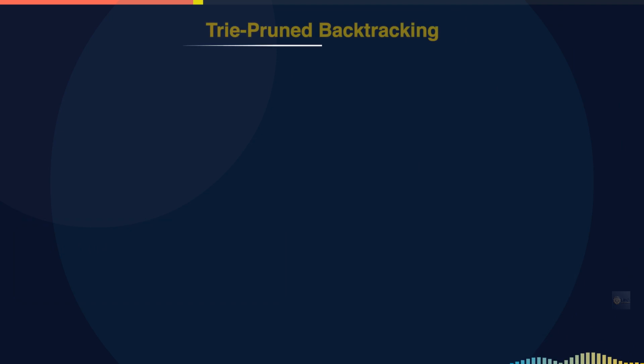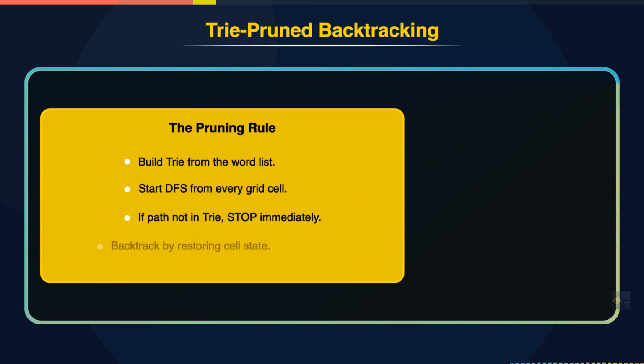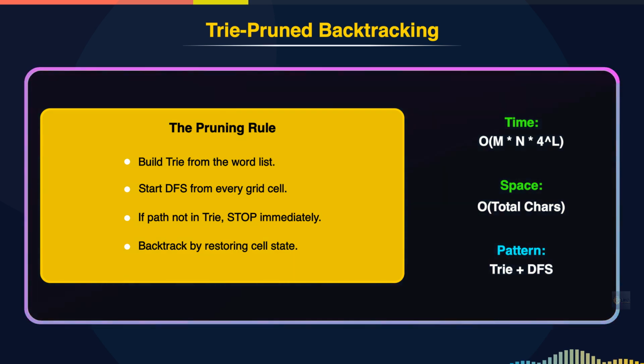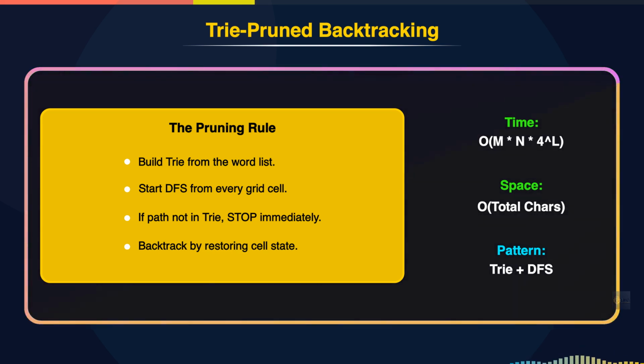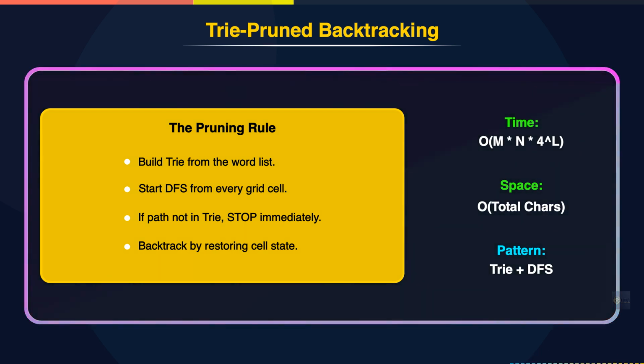To solve this efficiently, we use two powerful tools, a tree and backtracking DFS. First, we insert all our target words into a tree. This allows us to check for prefixes in constant time. Next, we start a depth-first search from every single cell on the board. As we move, we traverse our tree simultaneously. If the characters on our path don't match any prefix in the tree, we stop immediately. This pruning is what makes our solution lightning fast. When we hit a word marker in the tree, we add that word to our results and remove it from the tree to avoid duplicates.